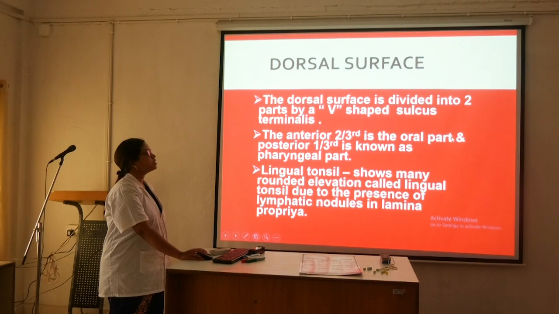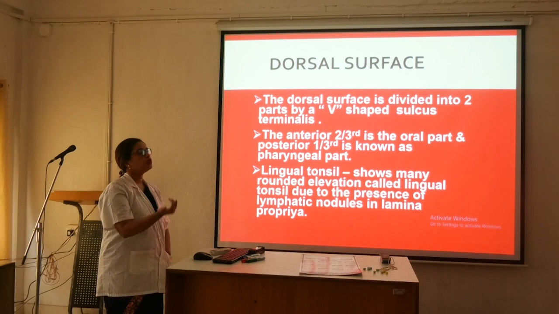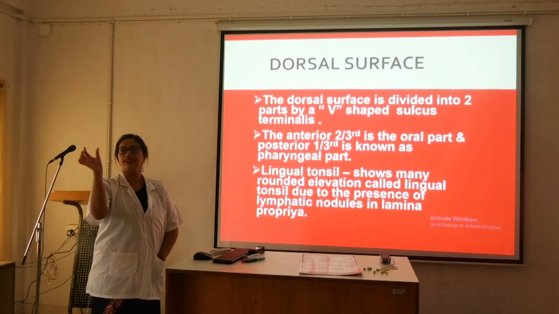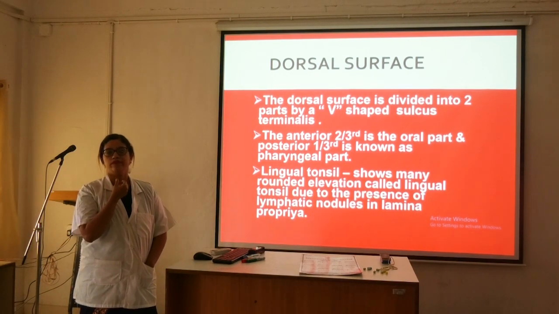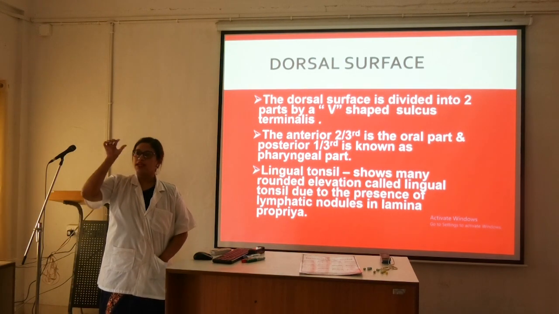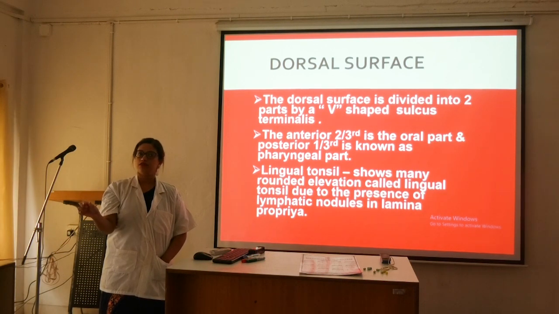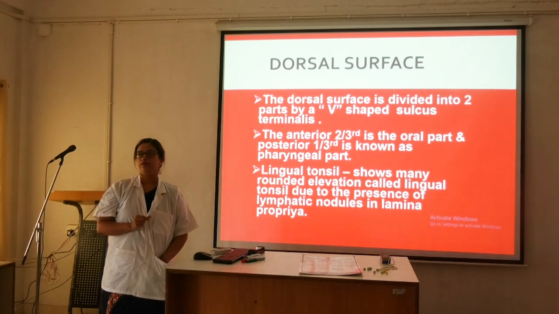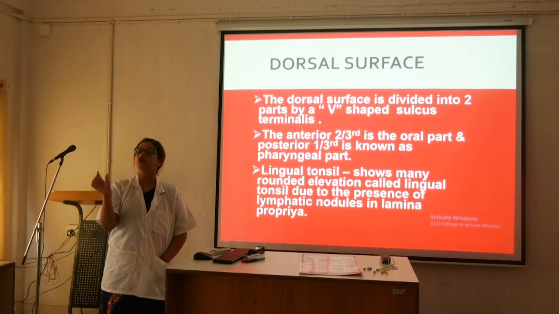So the anterior two-thirds is the oral part. The part on the oral side is known as the oral part, and the part present posteriorly is known as the pharyngeal part. Because what is posterior to the tongue, what part of the pharynx is it? The pharynx comes down from the nose, connecting and going down, up to the larynx. The part of the pharynx attached to the nose is the nasopharynx, at the base of the skull. Then just posterior to the oral cavity is the oropharynx.